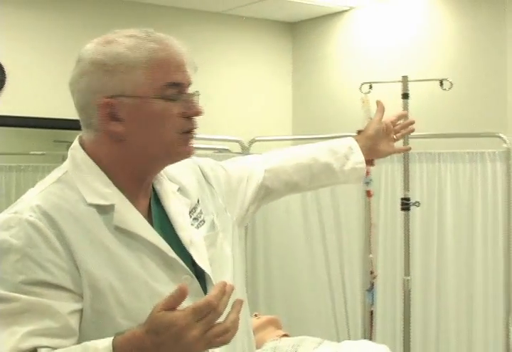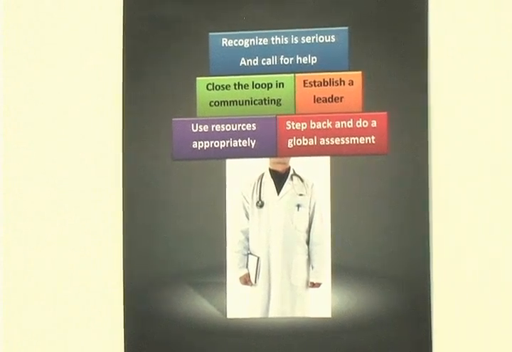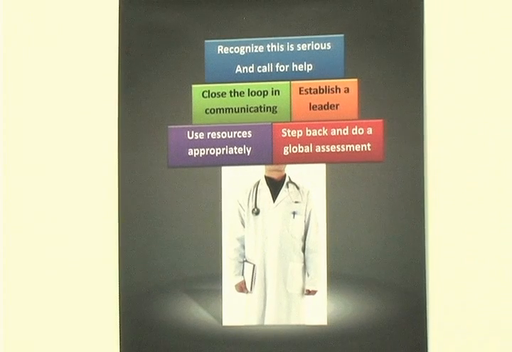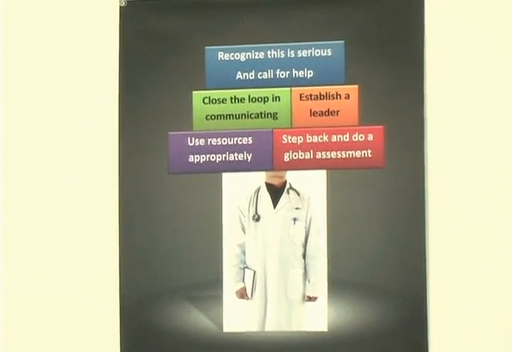And to help you get this right, we even put a poster on the wall that has the 5 ideas right there. Recognize this is serious and call for help. Close the loop in communicating. Establish a leader. Use your resources appropriately. And step back and do a global assessment.